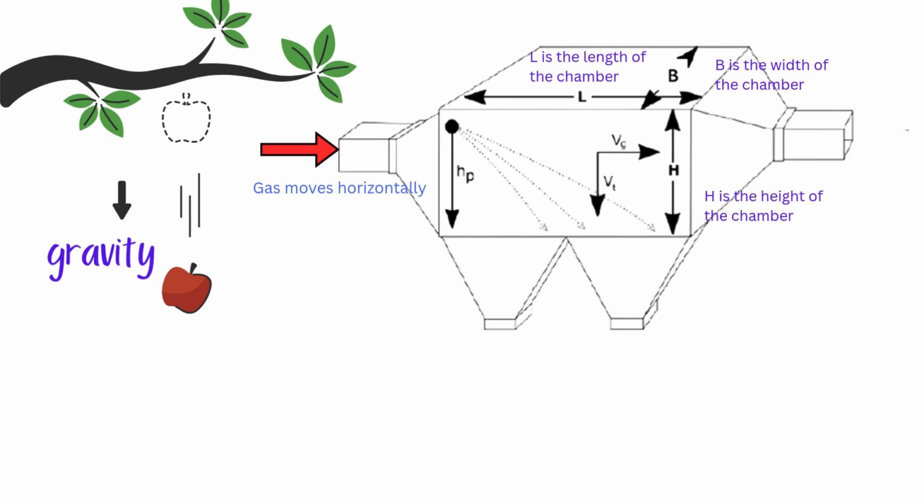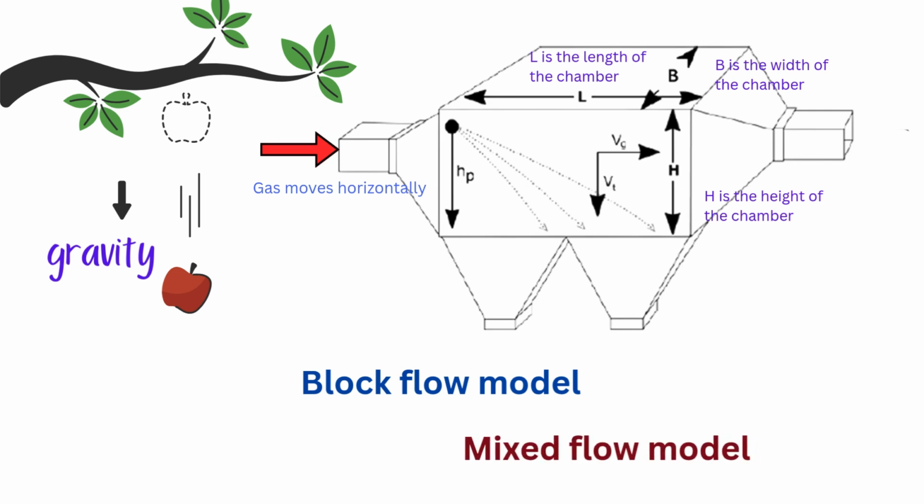If a particle's settling distance during its residence time is greater than the chamber height, it gets collected. Engineers use two models to estimate efficiency: the block flow model, known as ideal plug flow, and the mixed flow model, which is more realistic.